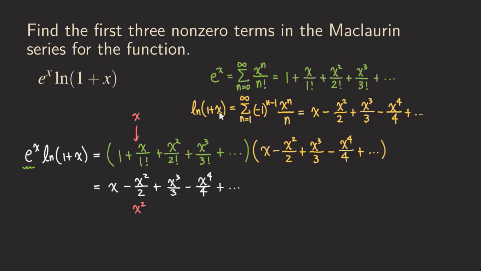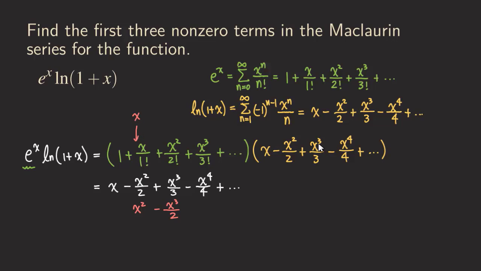And then keep going. x times negative x squared over 2 will give us the x cubed, so that would be the next term. Of course, there is a 2 in the denominator, so we are going to get negative x cubed over 2, and then keep going. So x times, what is this one?